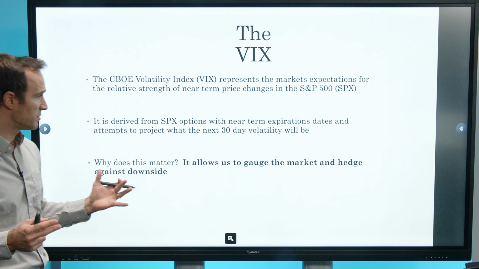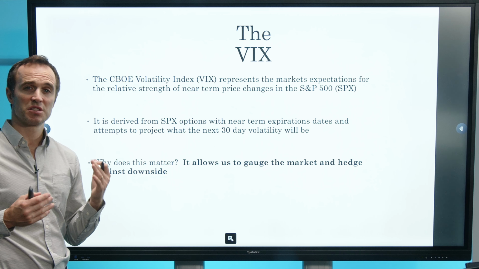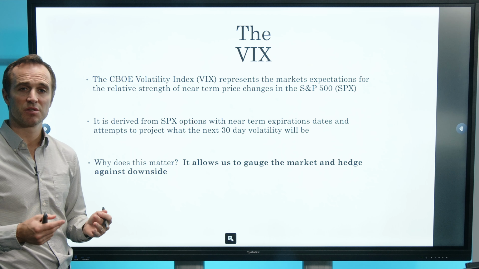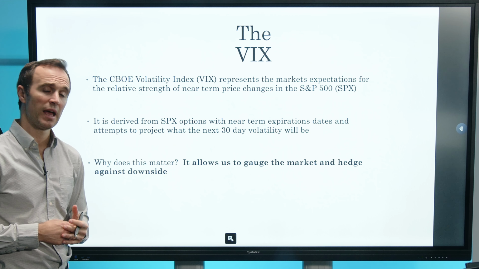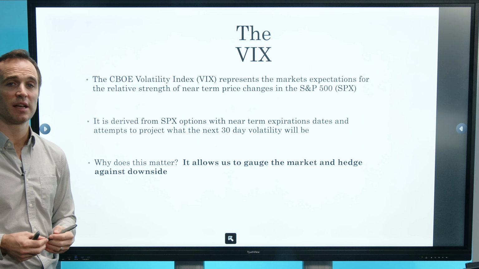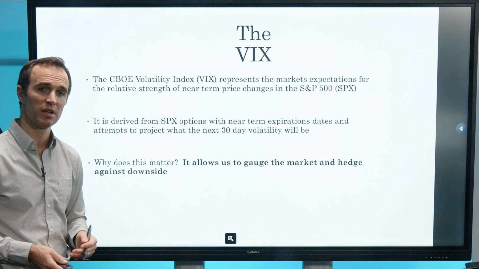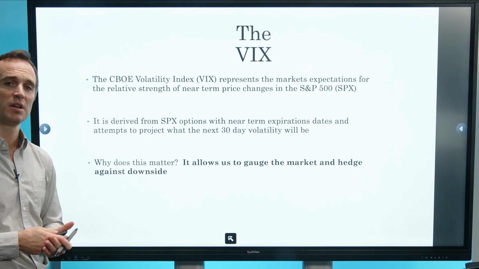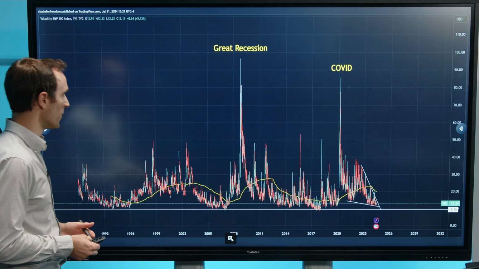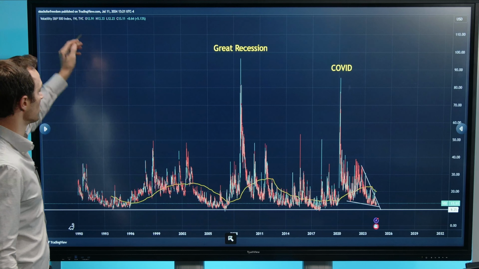So why does this matter? It allows us to gauge the sentiment of the market, to understand if there's a lot of fear in the market or if there's no fear, and really it also allows us to hedge against downside. Before we talk about hedging, let's talk a little bit about what the chart looks like and what it means, and we'll go from there.